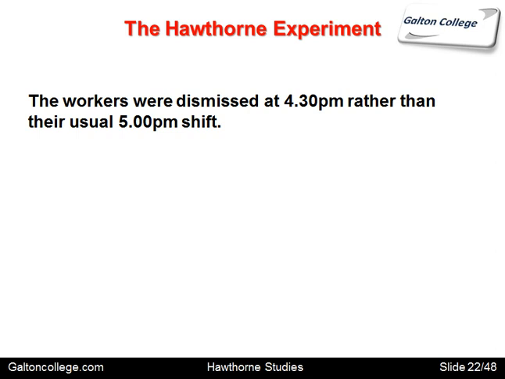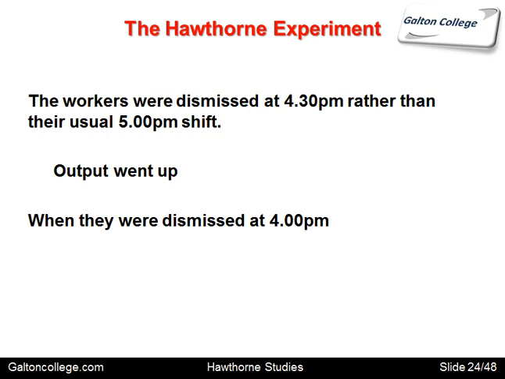The workers were dismissed at 4:30 rather than the usual 5 p.m. shift. So now they were let off at 4:30, and output went up again. It seems like treating the workers well led to increased output. When they were dismissed at 4 o'clock, output didn't change. So output stayed the same.